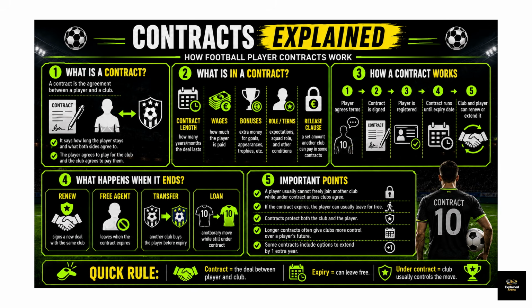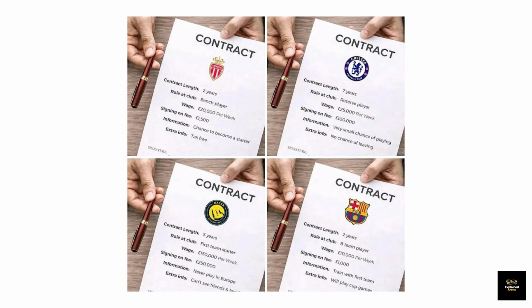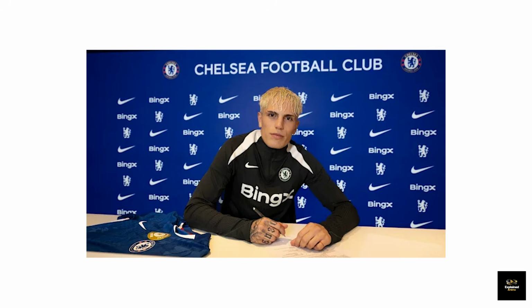Contracts. A contract is the legal agreement between a player and a club that defines the terms of their employment. It covers the basics: how long the player will be at the club, how much they'll be paid, and what their obligations are. A typical professional contract might last anywhere from 1 to 5 years, though the length can vary significantly depending on the player's age and standing.